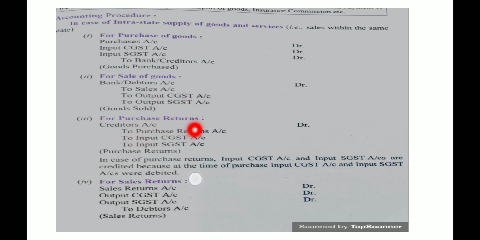For the purchase return, you returned the goods, so this entry will be reversed. Creditors account debit, to purchase return account, to input CGST, to input SGST. Because it is a purchase return, this entry will be reversed. As you see, creditors account was credit earlier, and now the creditors account is debit. For sales return, if you sell the goods and the customer returns them, then sales return account is debited, output CGST, output SGST, to debtors.